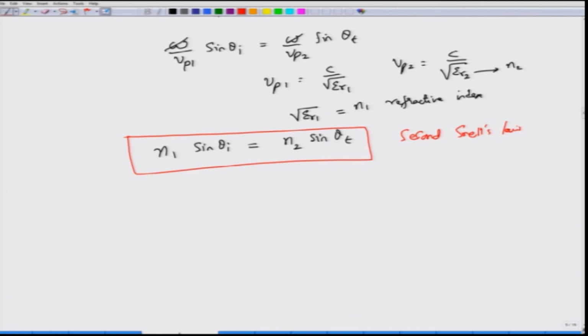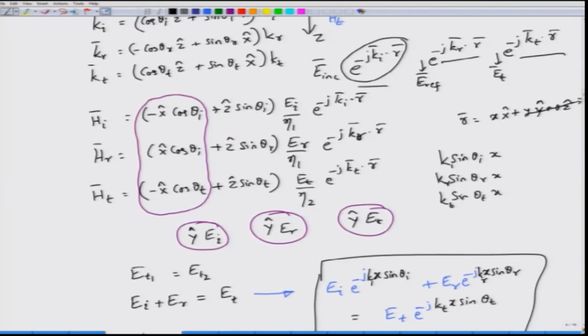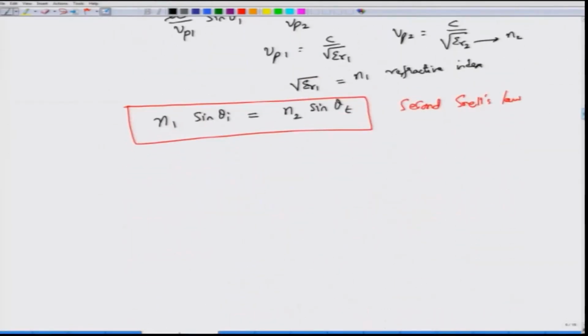The second boundary condition is in terms of H fields, right. So, what was the boundary condition? You had to find out what are the tangential components of the H, which were minus x hat cos theta I, x hat cos theta I, minus x hat cos theta t. So, I need to hopefully remember this correctly. So, I will go back and write this.